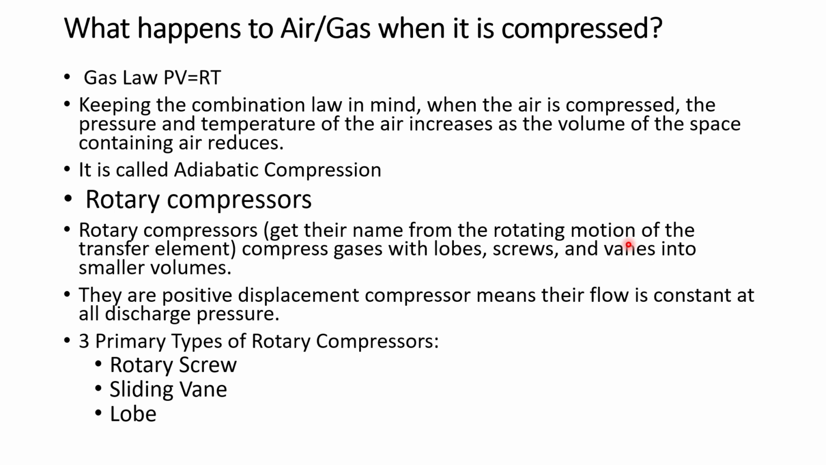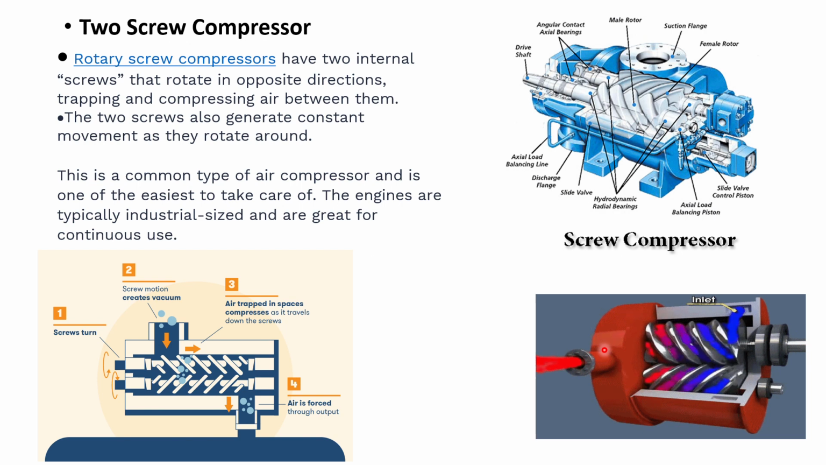Rotary compressors got their name from the rotating motion of the transfer element. They compress the gases with lobes, screws or sliding vanes into a smaller volume. They are positive displacement compressors, which means the flow is constant at all discharge pressures. There are three primary types of rotary compressors: rotary screw, single sliding vane compressors and lobe compressors.